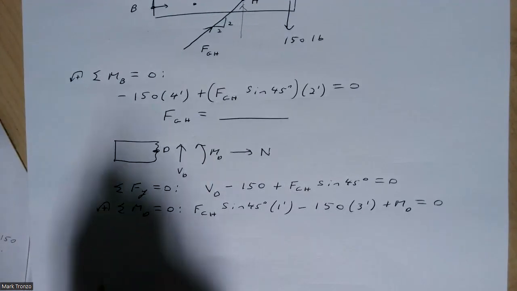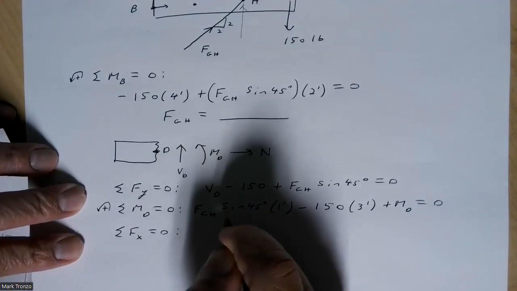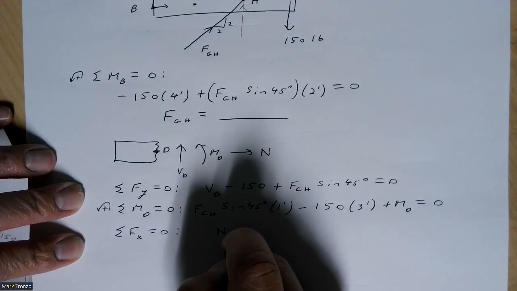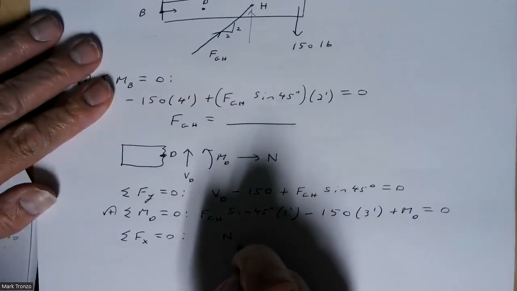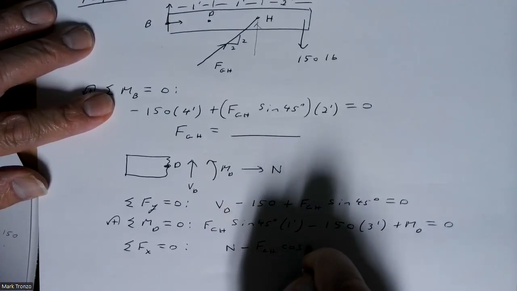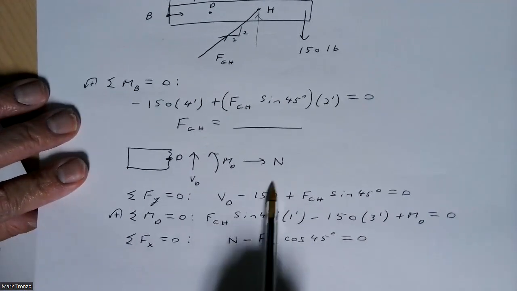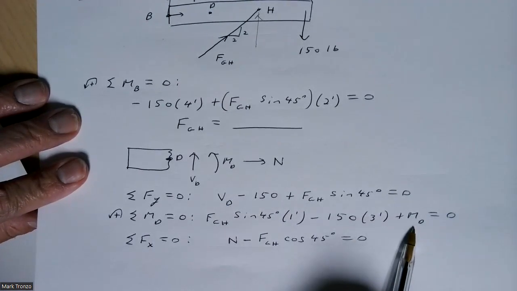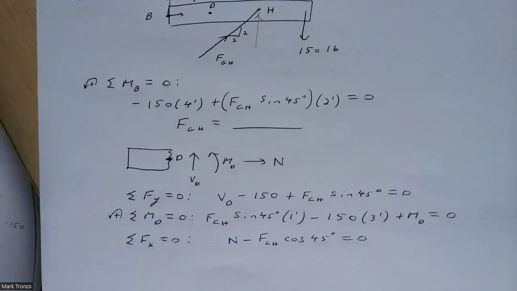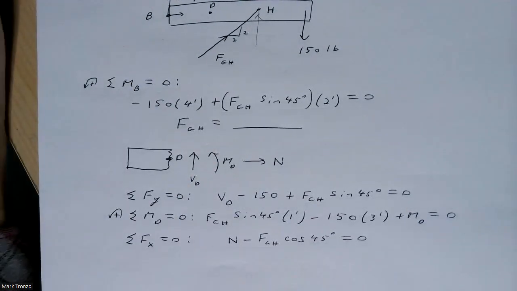So just check that. Then finally, sum the forces in the x direction. If we have N going this way, it's going to be N. Now this is showing it going this way, so that's going to be N minus FGH cos 45, and set that equal to 0. So you can find VD here, MD here, and N from here. Again, remember, first you had to find the FGH, and plug the FGH down into these.